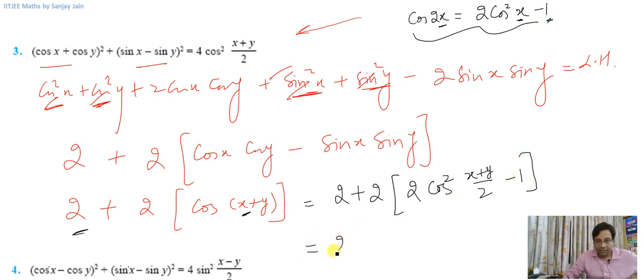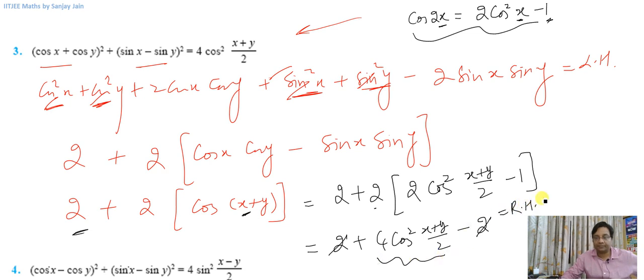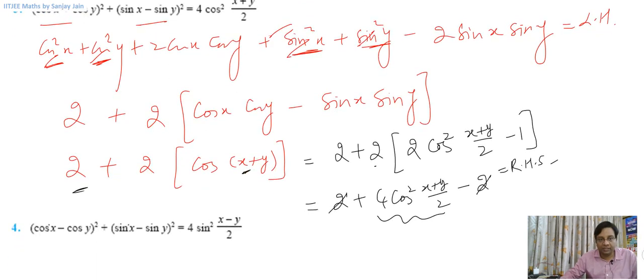Now if you notice, this will be 2 plus, this will be 4 cos squared (x plus y)/2 minus 2, and this 2 will get cancelled, and this will give you your right hand side. Okay, so we have proved this identity. Let us look at the next one.